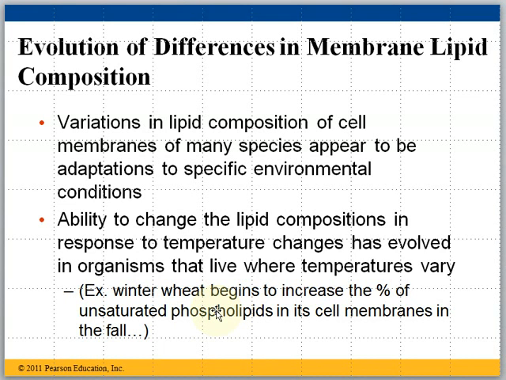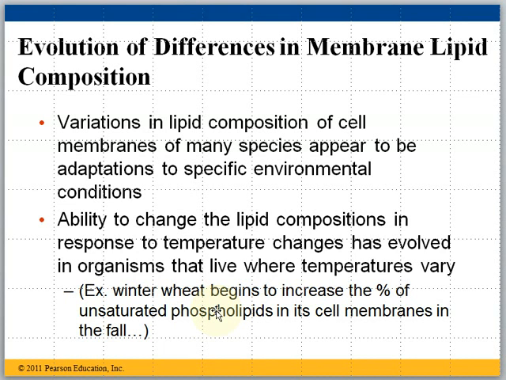So there, for example, are a lot of plants that have a warm growing season, but then in the winter months they live in a very cold climate. And a good example is winter wheat. And this plant actually changes the percentage of unsaturated phospholipids in its cell membrane in the fall.